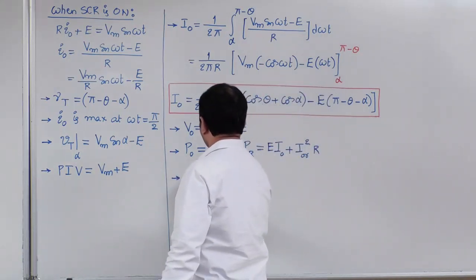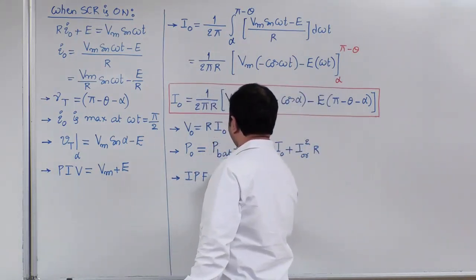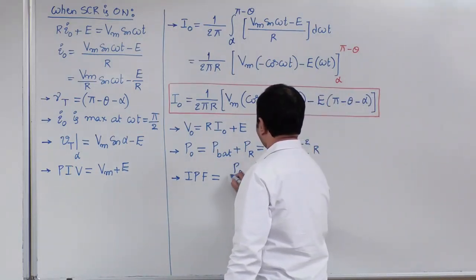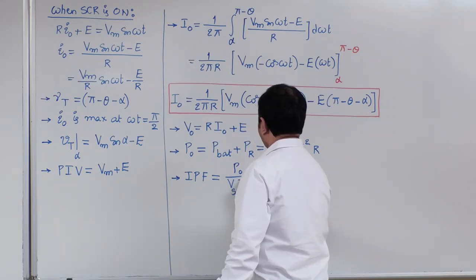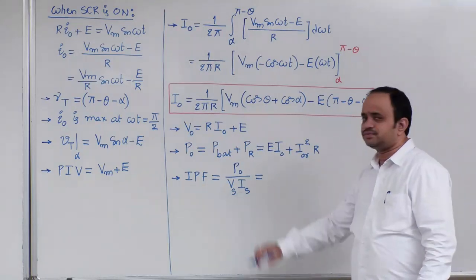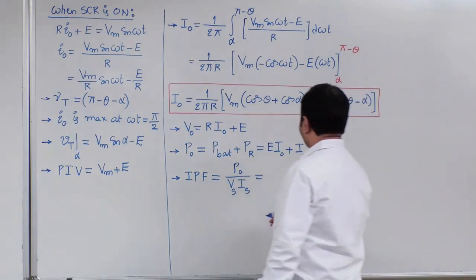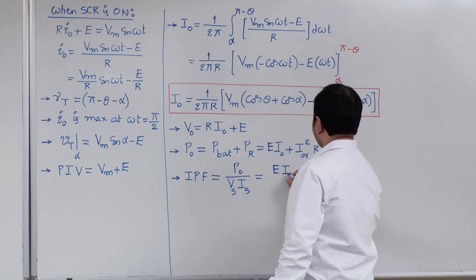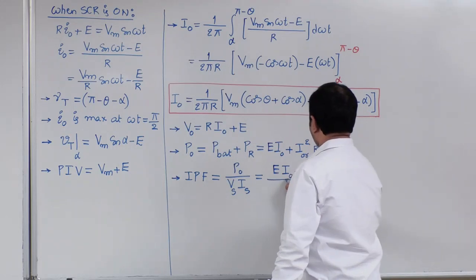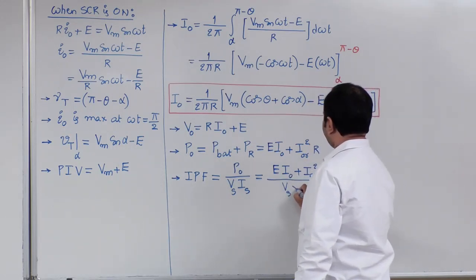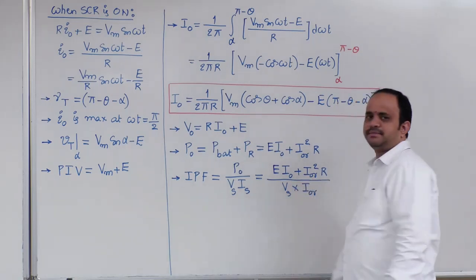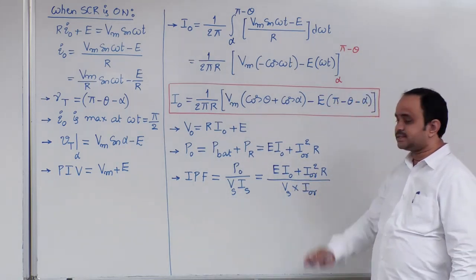Next, another important parameter is input power factor. So how to write input power factor expression? Power delivered to the load divided by source volt ampere. So what is P naught? That is E into I naught plus I_oR square into R, divided by Vs into Is. Is is nothing but I_oR.